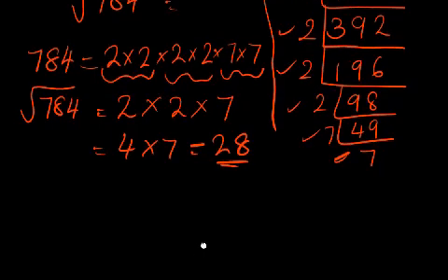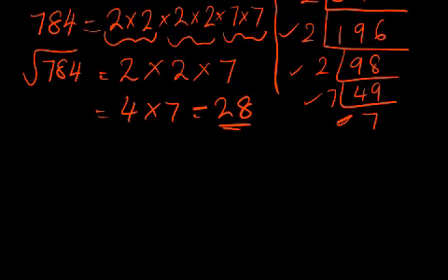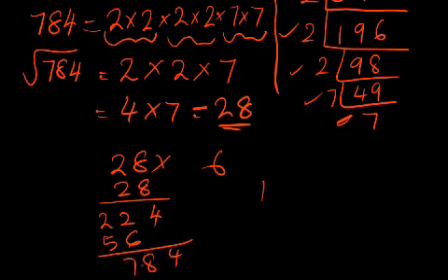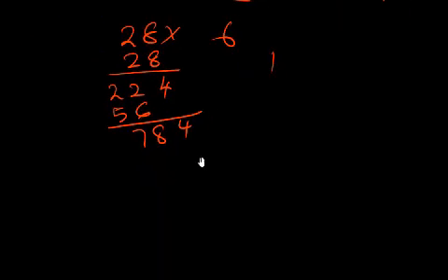We can check whether the answer is correct by multiplying 28 by 28 itself. 28 times 28. 8 into 8, 64, 6. 8 into 2, 16 plus 6, 22, 2. 8 into 2, 16, 1. 2 into 2, 4 plus 1, 5. Then add: 4, 6 plus 2, 8, 5 plus 2, 7. So 784 is the square of 28.